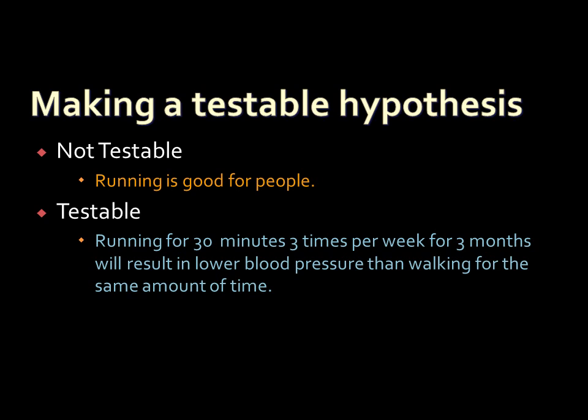So a better testable hypothesis would be this one. Running for 30 minutes, 3 times per week, for 3 months will result in lower blood pressure than walking for the same amount of time. And you can see then that this is testable because it actually specifies all of the variables that are under study. We can see here that there's a particular time period that we need to be concerned about, and there's an outcome measure here that's specified. In this case, it's blood pressure. Okay, so that's what making a testable hypothesis means.